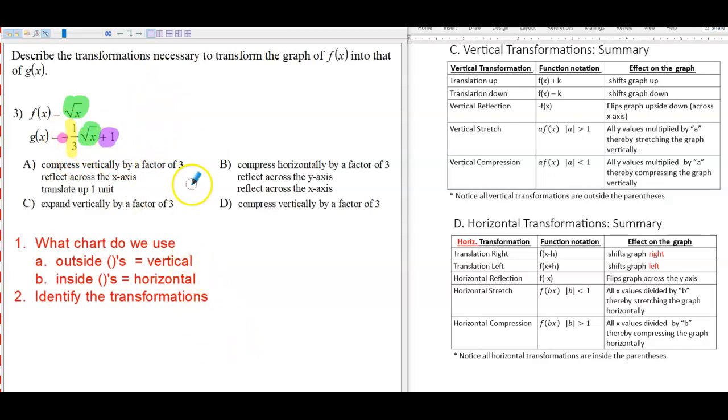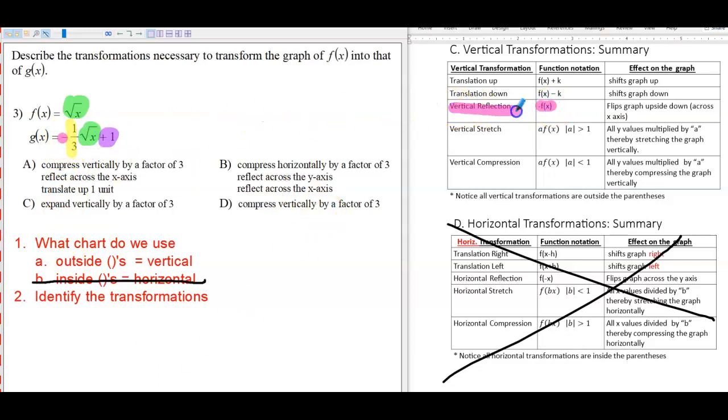So let's begin. First of all, I don't see any transformations inside the parentheses. In this case, inside the parentheses would mean inside the square root, and there are no changes happening inside the radical. So we're not going to be looking at this chart at all for this particular problem. Everything's outside the square root, so everything's vertical. Let's start off with this pink one first. That's a negative in front, and that would be this guy, which means we have a vertical reflection happening.